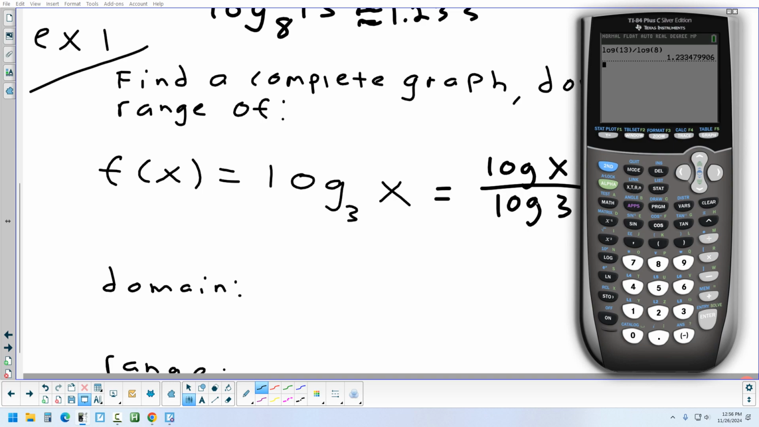All right, so let's put that in under y equals. Okay, we've got log x divided by log 3. Right, and let's do zoom 6.